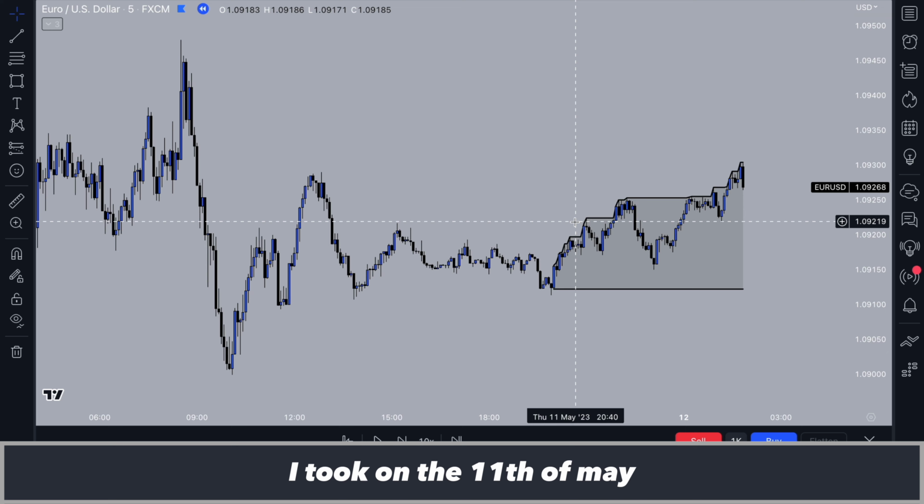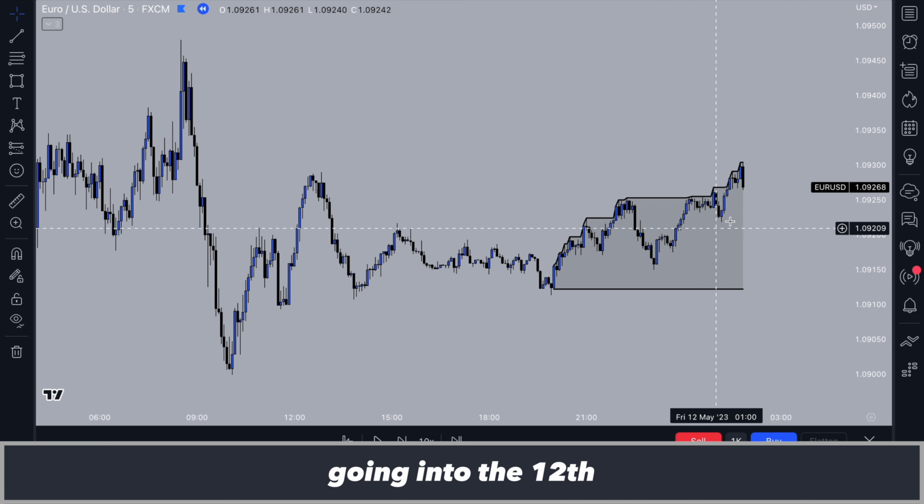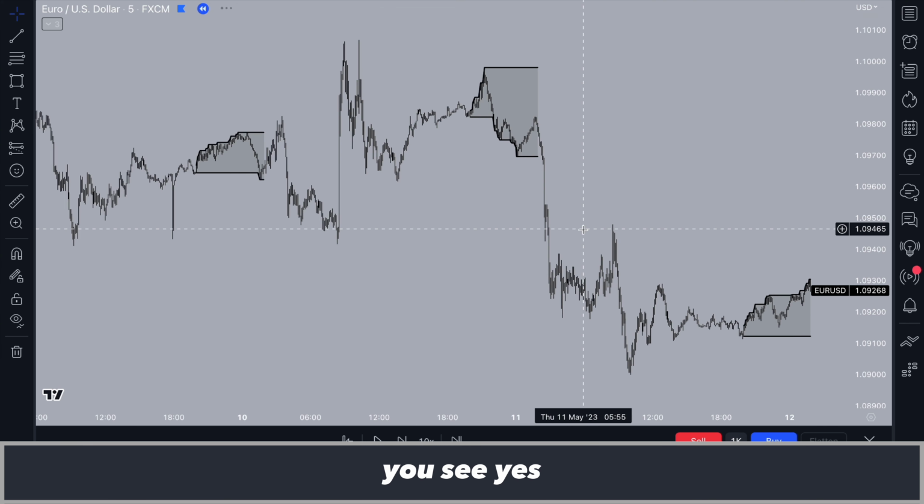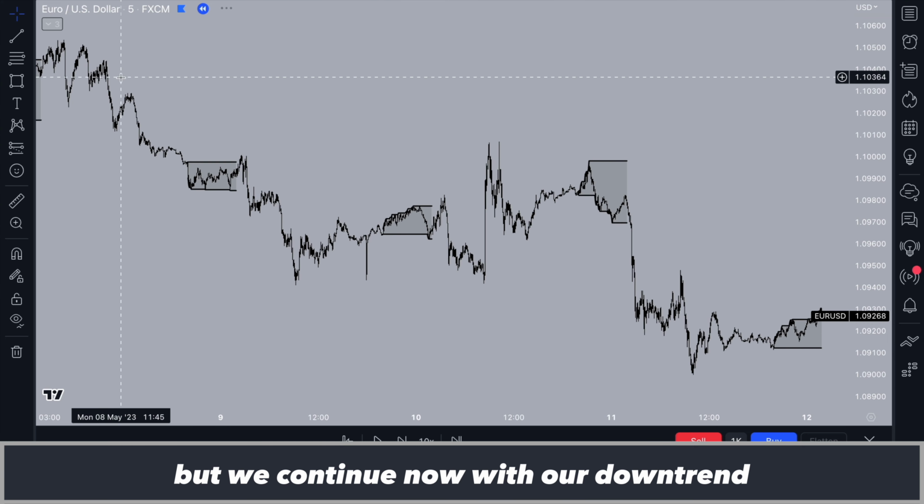Okay, so then on to the next trade that I took on the 11th of May going into the 12th. If we look back a bit, you can see, yes, we had a bit of bullish structure, but we continue now with our downtrend.